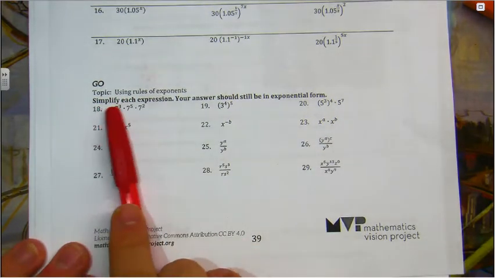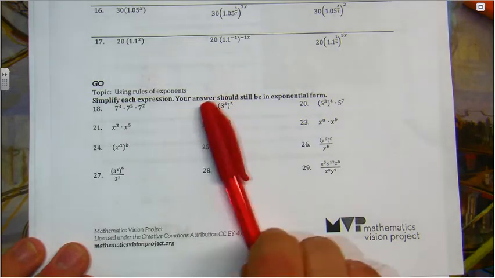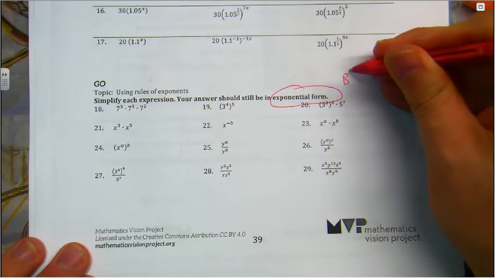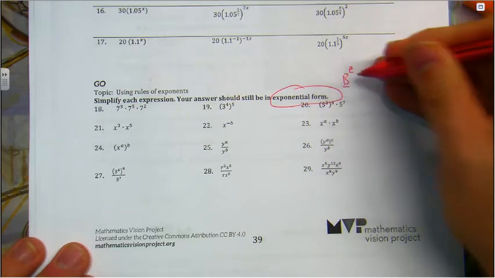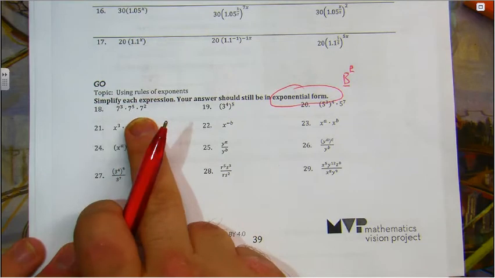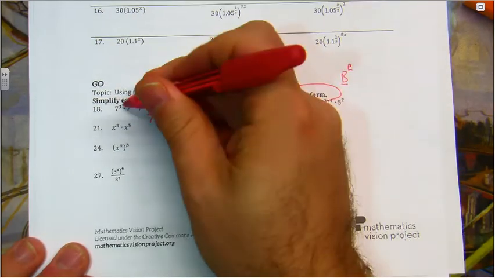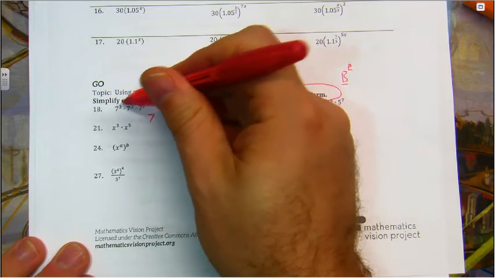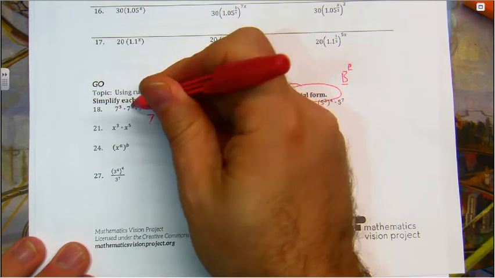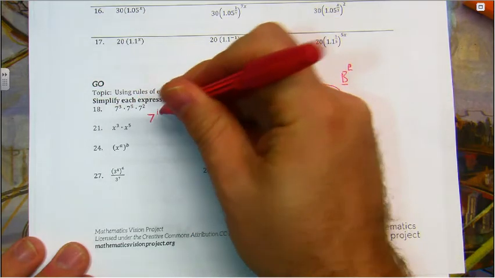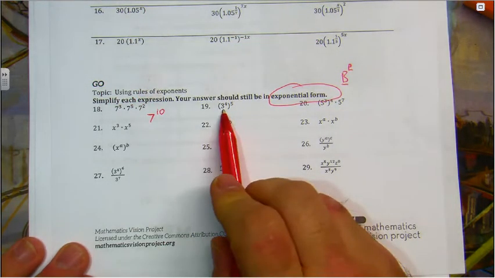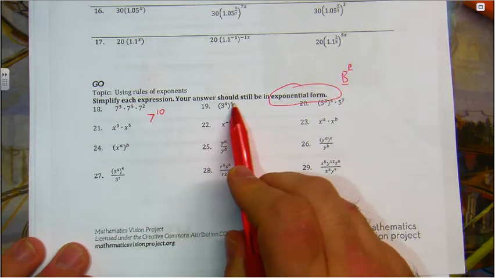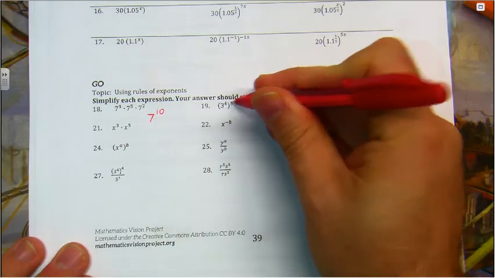So it wants us to simplify each expression, and our answer should still be in exponential form. Exponential form means we need to have a base to some power, okay, a base to the power. So 7 to the 3 times 7 to the 5 times 7 to the 2, 7 is our base. Whenever we multiply across the same base, we add our exponents. So 3 plus 5 is 8, plus 2 is 10. So this is 7 to the 10. 3 to the 4th to the 5th. Whenever we're raising an exponent to another exponent, we multiply our exponents. So this is 4 times 5, so this is 3 to the 20th.